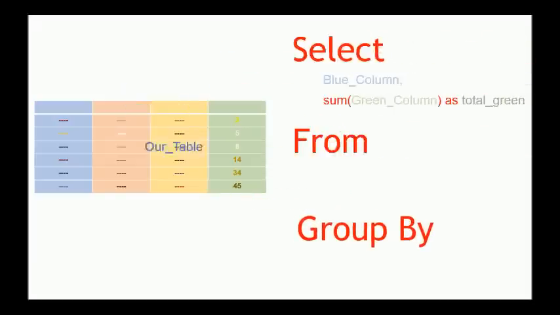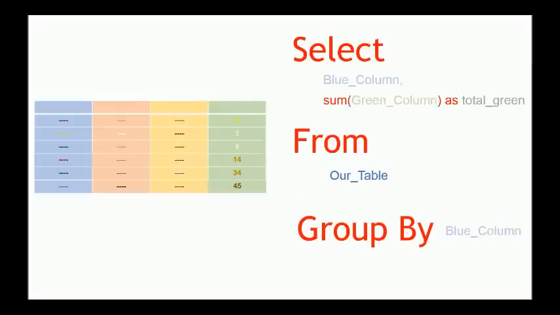The last SQL command that I'm going to go over is the group by clause. The group by is necessary in the select statement when there is a mathematical operation being performed over one or more of the columns, but there also exists a column with no operation being done to it. The group by sits at the end of the query, followed by the column or columns that are not part of the mathematical operation, in this case, the blue column.